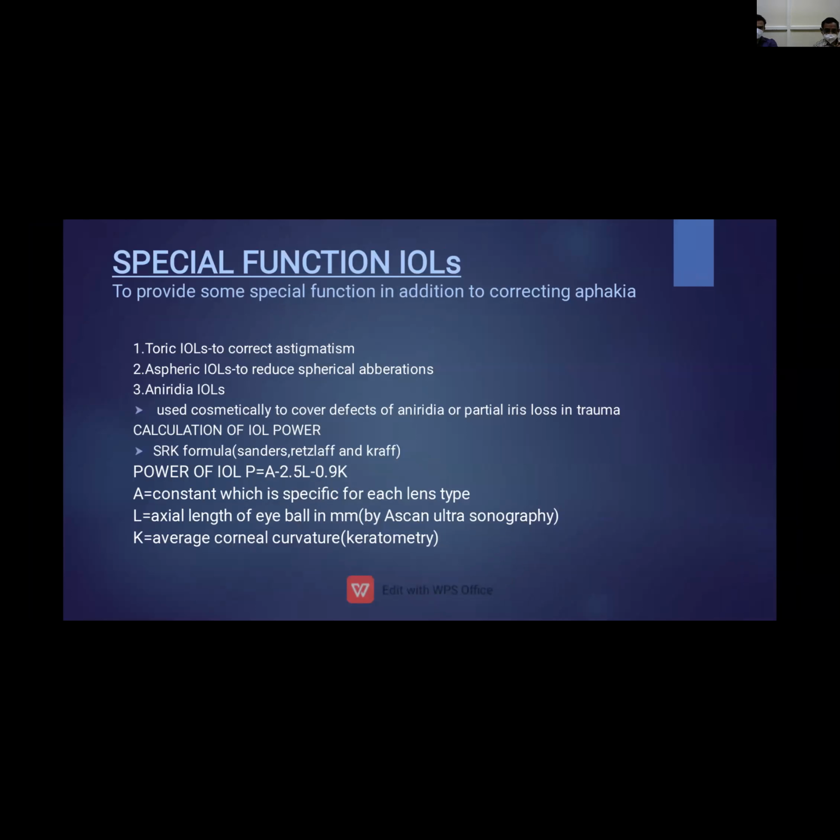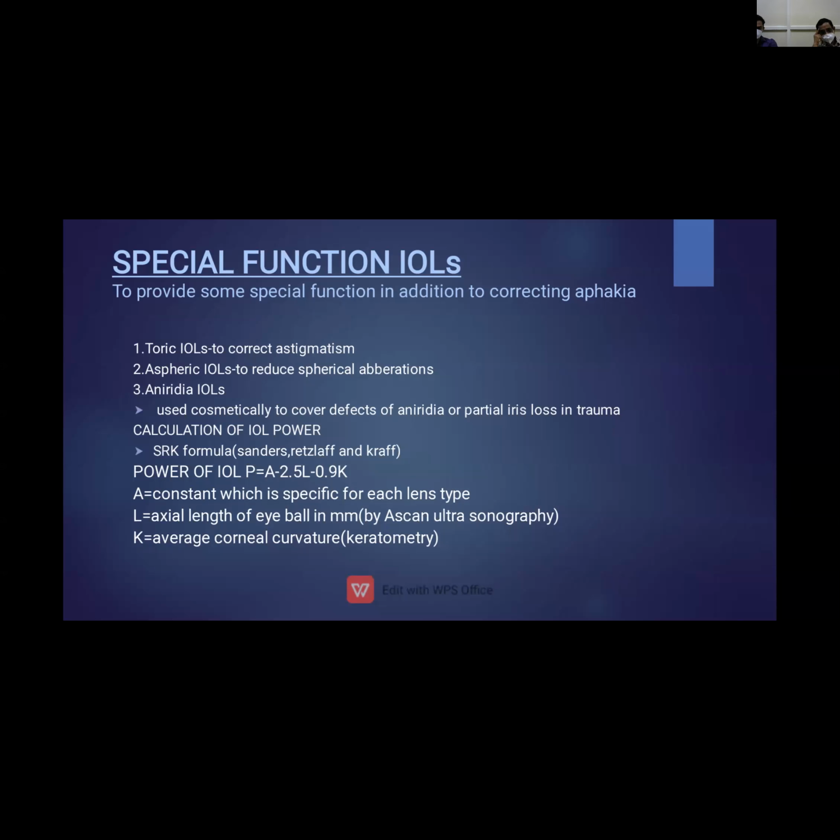Special function intraocular lenses. These are to provide some special function in addition to correcting aphakia. Toric intraocular lenses correct astigmatism along with aphakia. Aspheric intraocular lenses reduce spherical aberrations. Aniridia intraocular lenses are used cosmetically to cover defects of aniridia or partial iris loss in trauma.